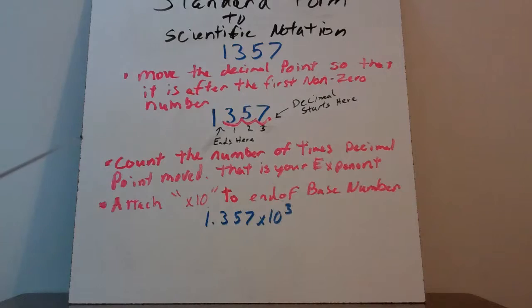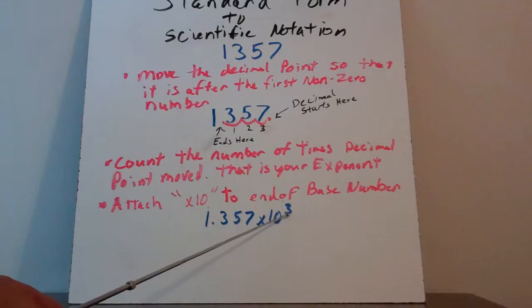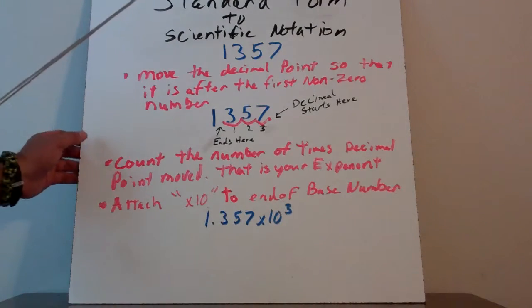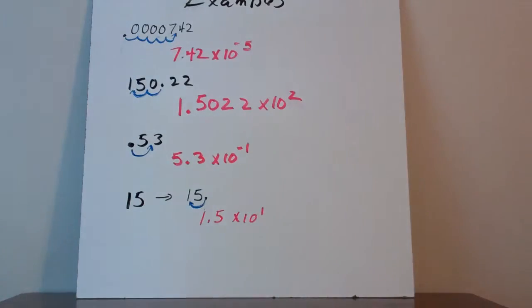Okay. After that, we're going to count the number of times we moved the decimal point. In this case it was 3, and then we can attach a times 10 to the end of that. So we now have 1.357 times 10 to the third. And if we take this decimal point and move it to the right, because this is a positive exponent, 3 times, we'll end up with our starting number of 1,357. And so we'll look at a few examples of this.